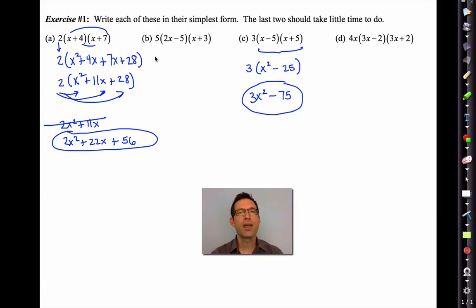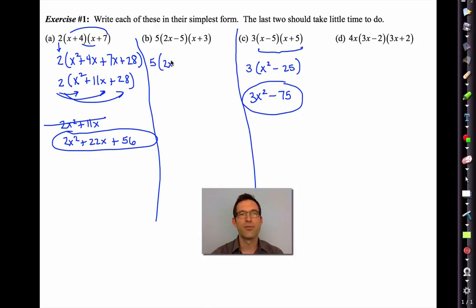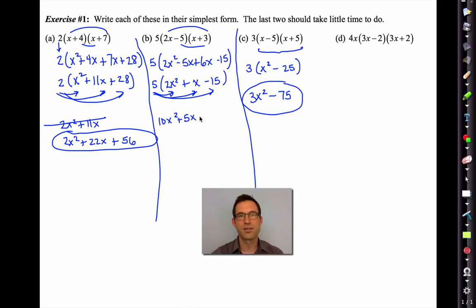Okay, let's go through them. Again, I'm going to hold out on that GCF until right at the end, and keep that 5 hanging out there. Then we'll have 2x squared minus 5x plus 6x minus 15. Again, just having the 5 hang out. 2x squared plus x minus 15. Now I can distribute that 5. Taking my time, I'll get 10x squared plus 5x minus 75.